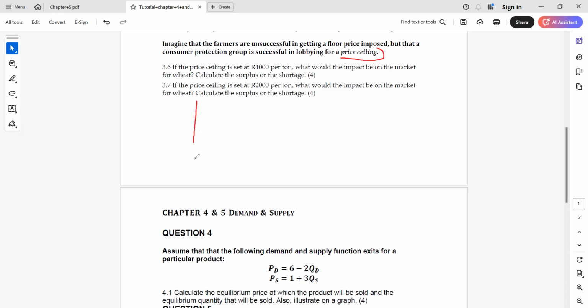So they say if the price ceiling is set at 4,000, what will happen? Okay, so I'm just gonna draw the same. So we're still using the same price and quantity that we got from the previous question.